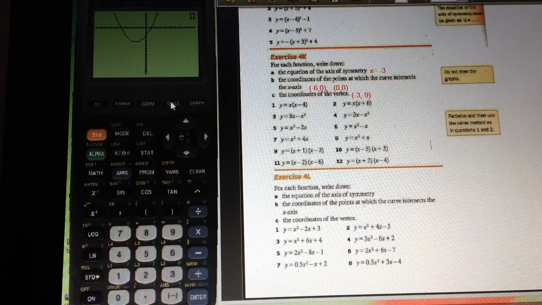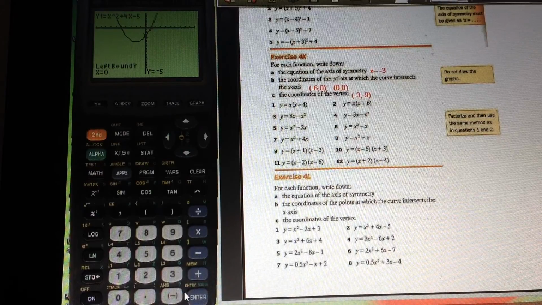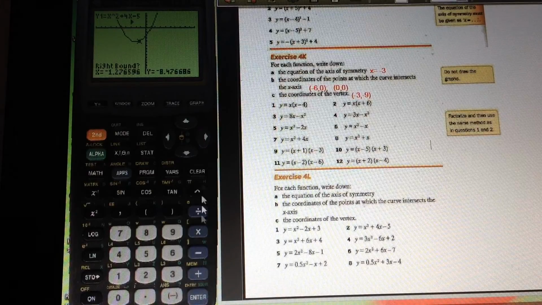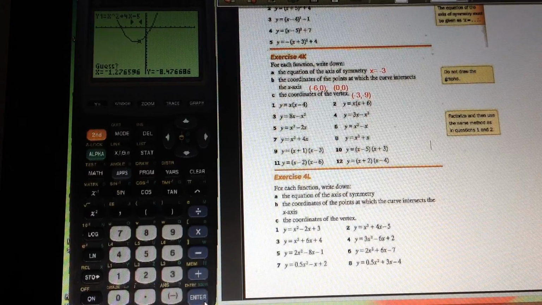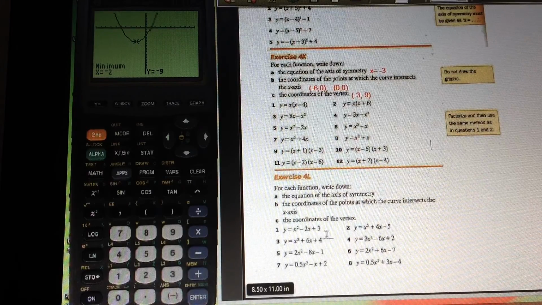So second calc, and go to your minimum. And remember the left bound, so go to your left bound a little bit. Right here is good. Enter, and go to your right bound right here. Good. Enter, and now ask it to guess. So it gives us the answer. My vertex here, it is -2, -9.